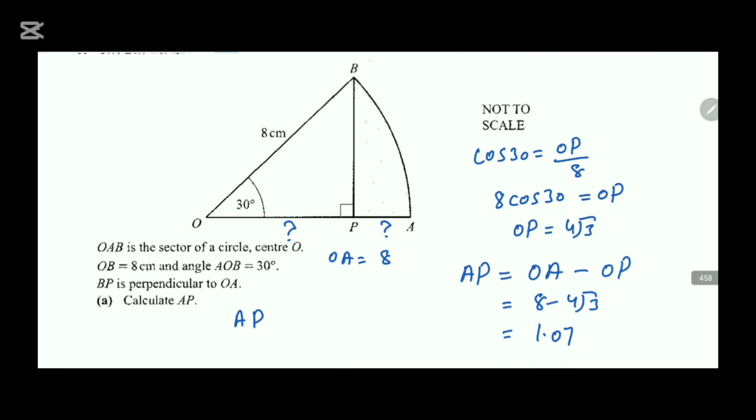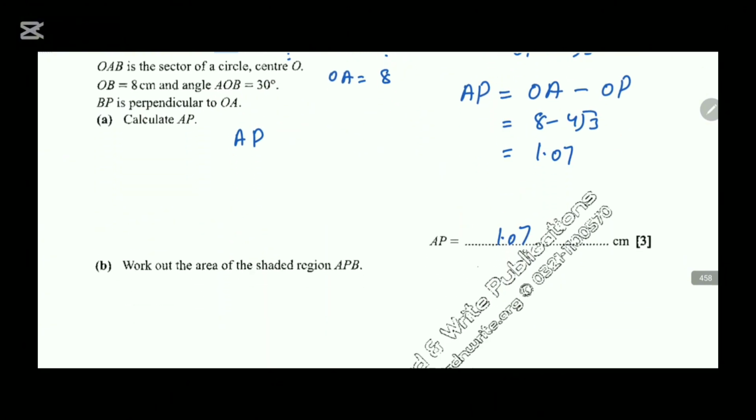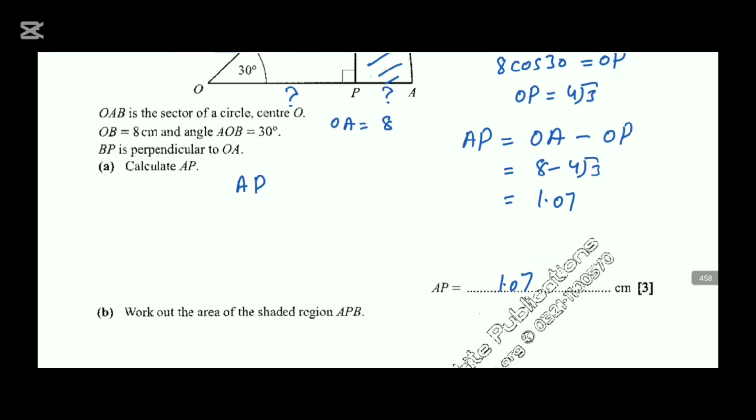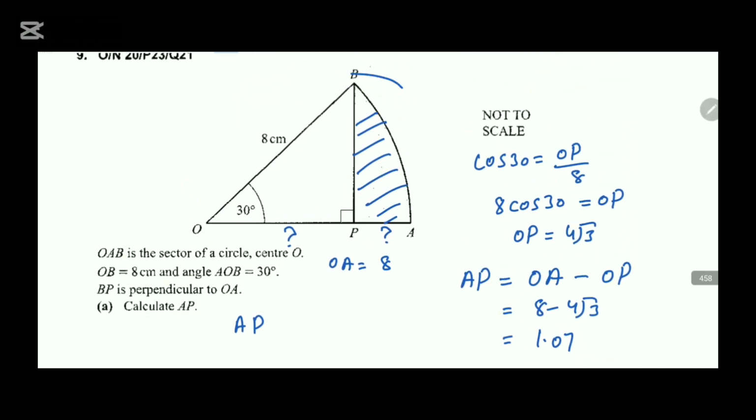APB. Okay, this is the shaded region. So we have to find the area of that shaded region. What we have to find is the area of the sector minus the area of the triangle. This whole is the area of the sector, so you will subtract the area of the triangle and you will get the area of the shaded part. So this is the procedure of this question.